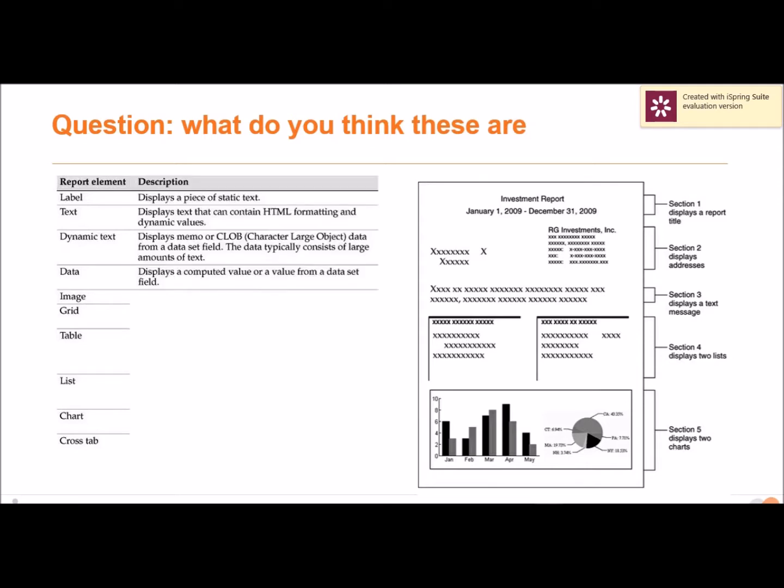So the answers are static, like you can see, displays a static label text. So you know what to drag. Text, when you're dragging from the palette, you can do HTML formatting. Dynamic text. Let me show you that.